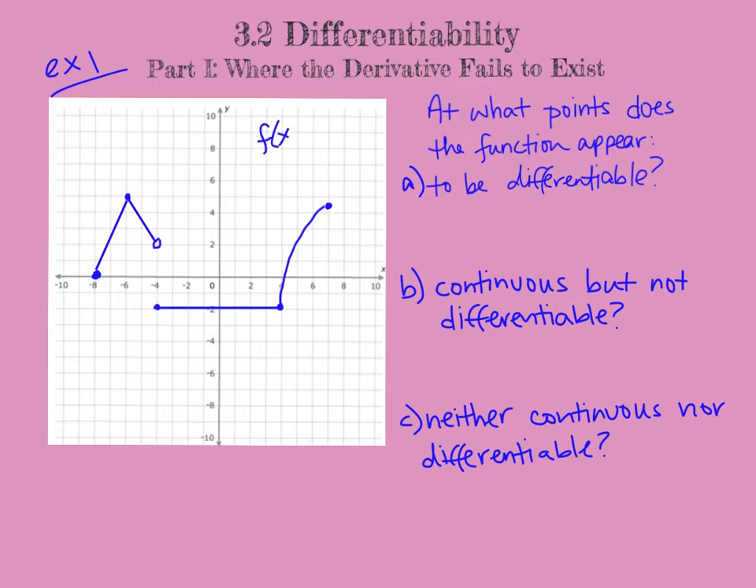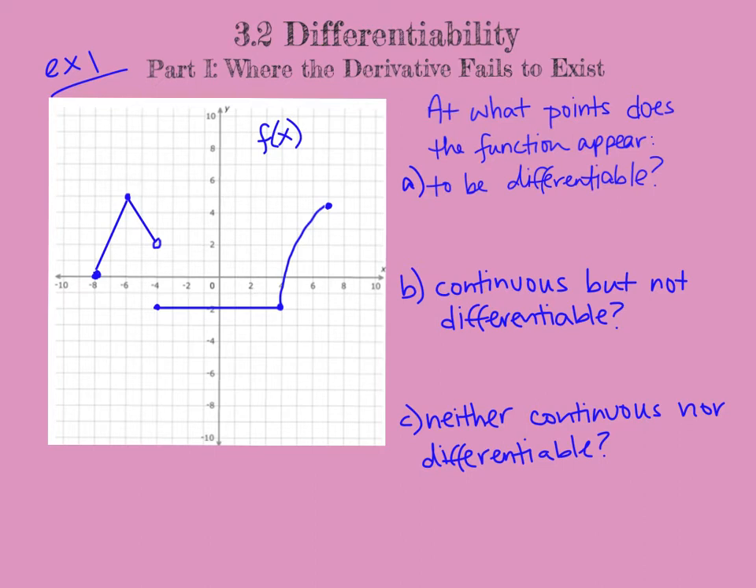I'll label it f of x. I always forget that part. We're going to talk about not only differentiability, but also continuity. Continuity means we can keep our pen or whatever on the function without lifting it or jumping or anything like that. But differentiability also means that not only does it have to be continuous, it has to be smooth as well.